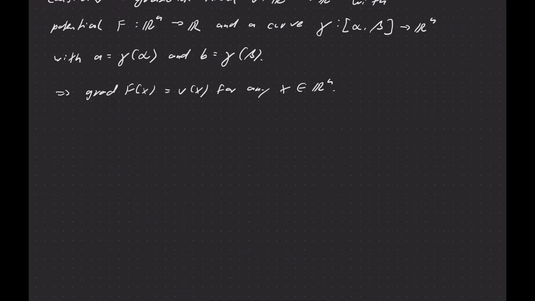Now let's consider a function that evaluates that potential along the curve gamma. So consider the function, we call that small f, and we'll define small f of t as capital F of gamma of t. So we first put t into the curve, we get an n-dimensional point out of that, and then we put that into capital F and we get back a real number. Okay, so that is the restriction of capital F to the curve gamma.